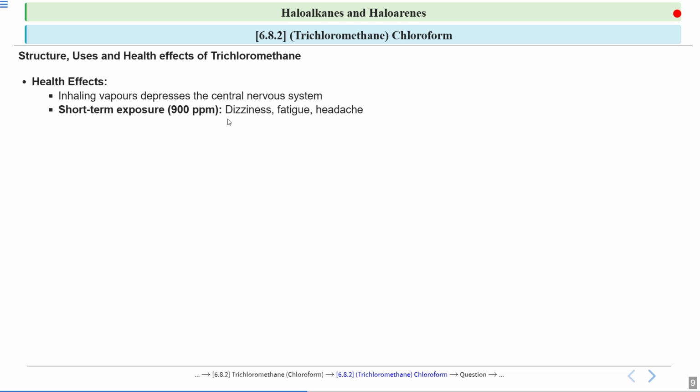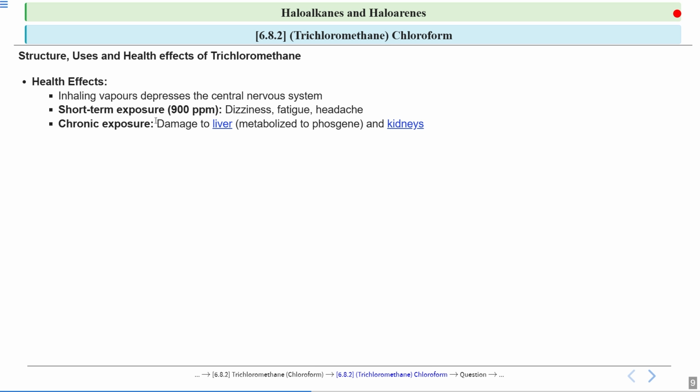So in the short-term exposure, it can cause dizziness, fatigue, and headache. These are the effects on the health of a human being after short-term exposure to chloroform. If you take chronic exposure, it can damage your liver, which metabolizes it to phosgene, and your kidneys. So chloroform in chronic exposure means more than enough.